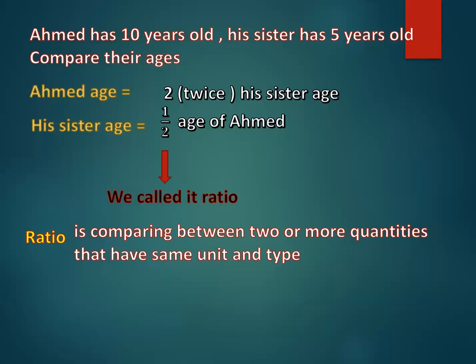I can't compare between kilograms and years, so it can't be compared. Same type means if we have a fraction, the other side will be a fraction. If we have a whole number, the other side must be a whole number. So this is the meaning of same unit and same type.